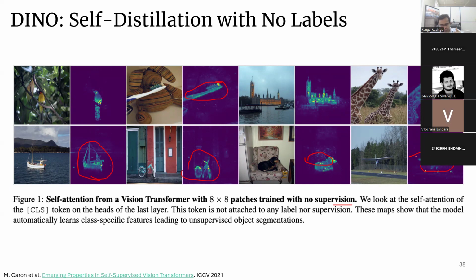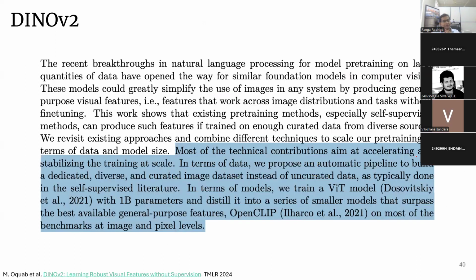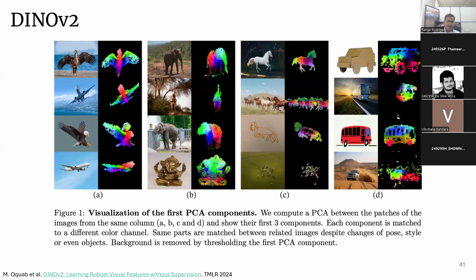You can see that through this mechanism, the network has learned to focus its attention on the important features that are useful for the classification, as giraffes, as ship, as toothbrush, as Buckingham Palace or something. Attention maps of different heads. The different heads are there, and you can see the different heads have learned to concentrate on different things. Then they had DINO V2 also. We will not look at DINO V2. You can read it on your own.